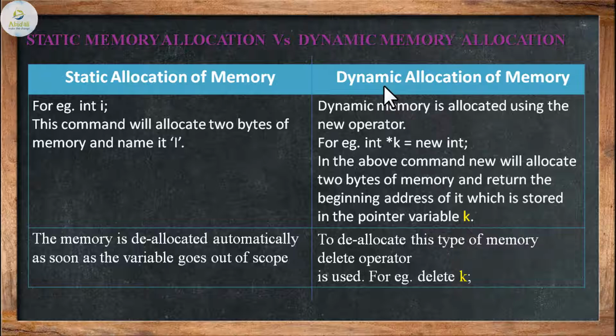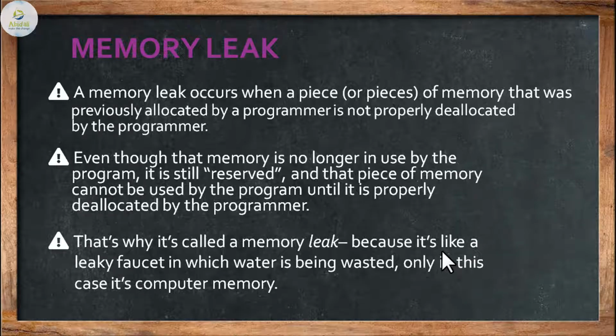But whereas in the dynamic allocation, because we have implemented the new operator, the removal or freeing up of the memory space has to be done by using the delete operator. To deallocate this type of memory, that is dynamic memory, the delete operator is used. For example, delete k, where k was a pointer which was allocated memory space of integer type by the new operator.